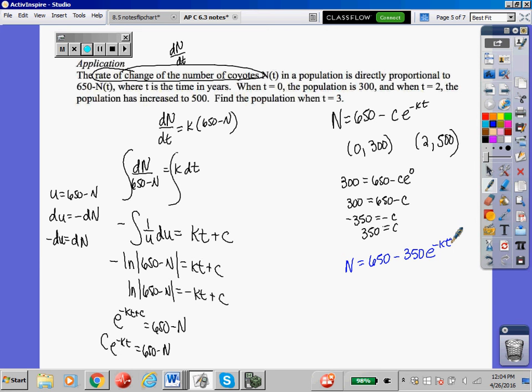Now we have a second point that we're going to plug in. The n is 500. And that's e to the negative 2k power. Let me give you a head start. Use your calculators.